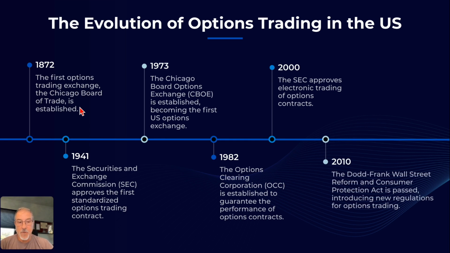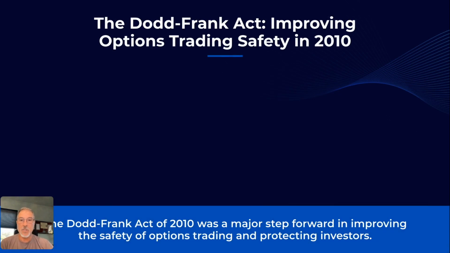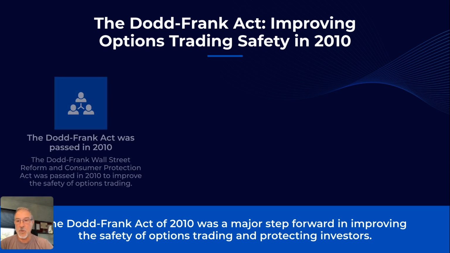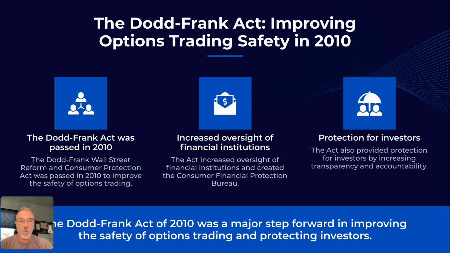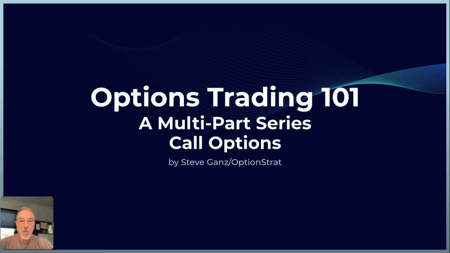Then Dodd-Frank put in some consumer protections and reform surrounding options trading. Dodd-Frank was a pretty major thing in options trading. Again, that came about in 2010. It gave a bunch of consumer protections to options trading, increased oversight of financial institutions in general, and more protections for investors and traders. So that covers the first part here, the history of options.